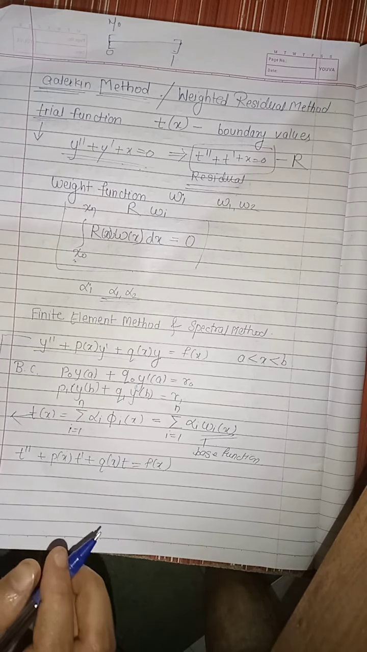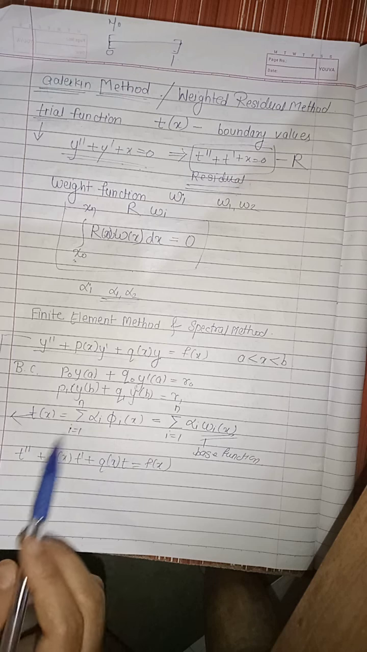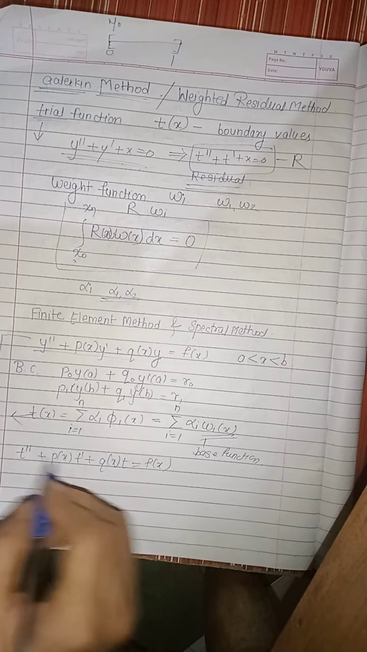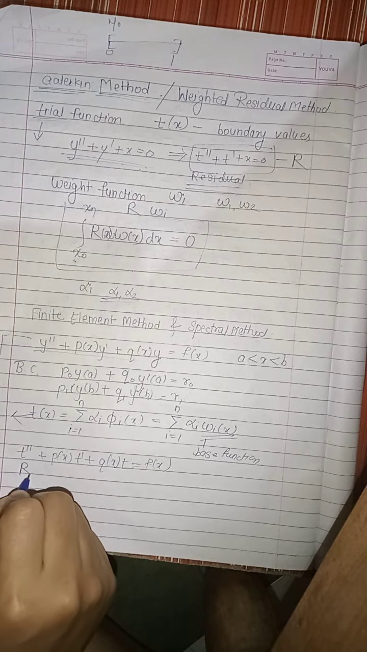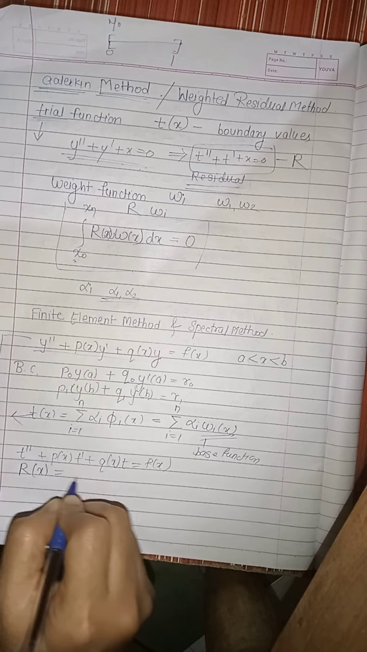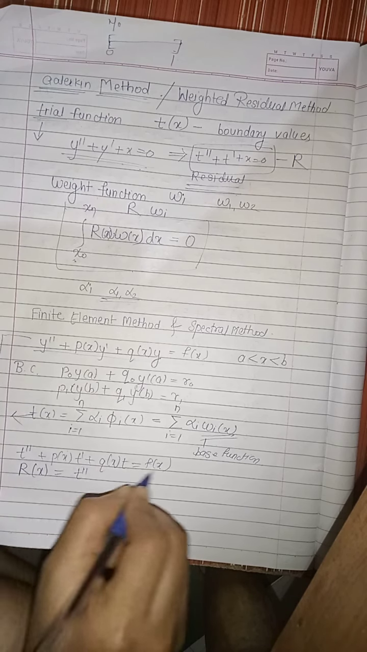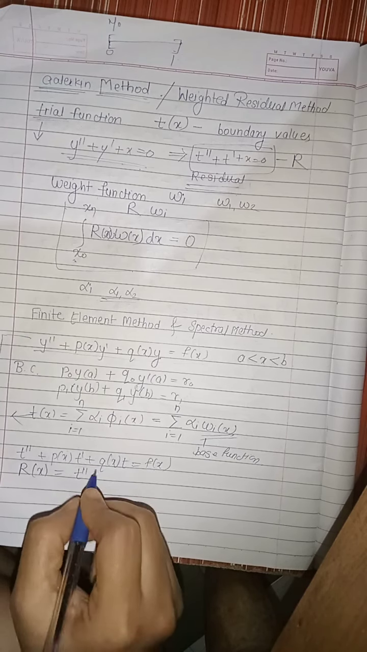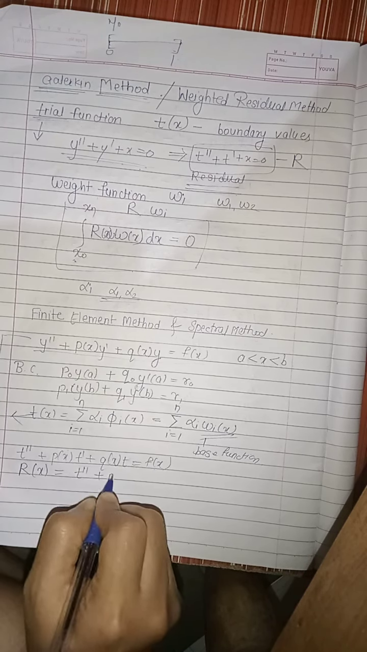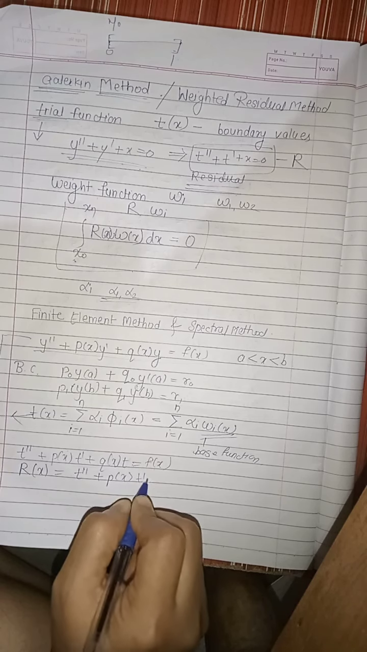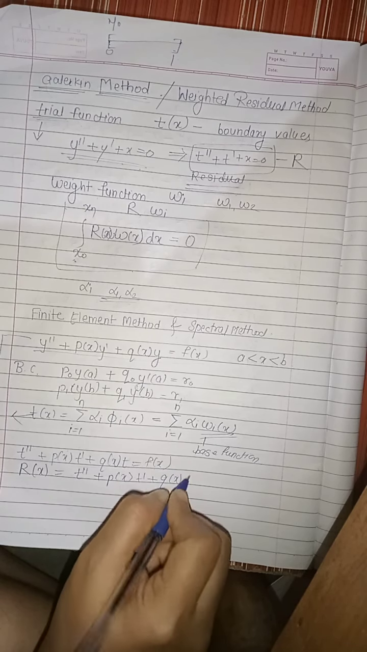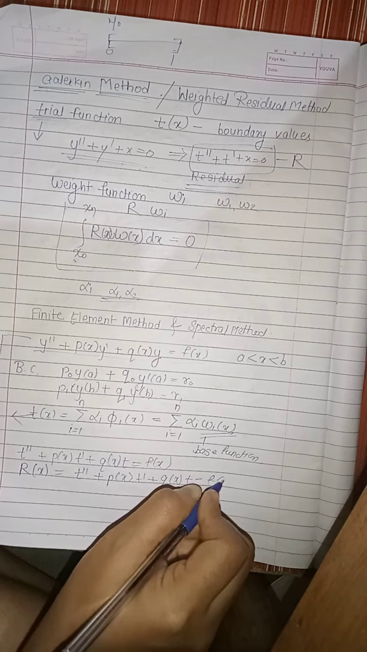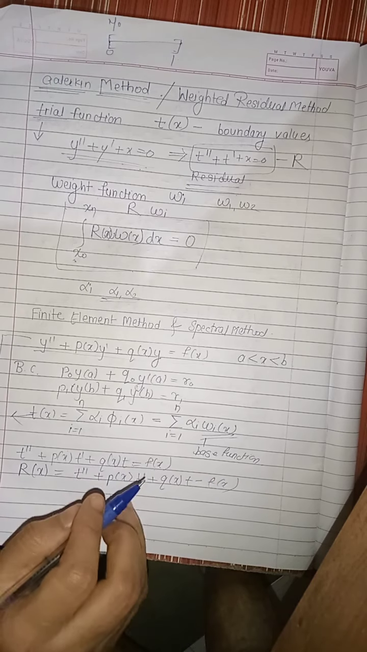Okay, so now whatever we have substituted, you have to consider this as the residual function, that is r of x. So this will be equal to this entire function, so you have to take this f of x to the LHS. So you'll get t double dash plus p of x t dash plus q of x into t minus f of x. So this is your residual function.